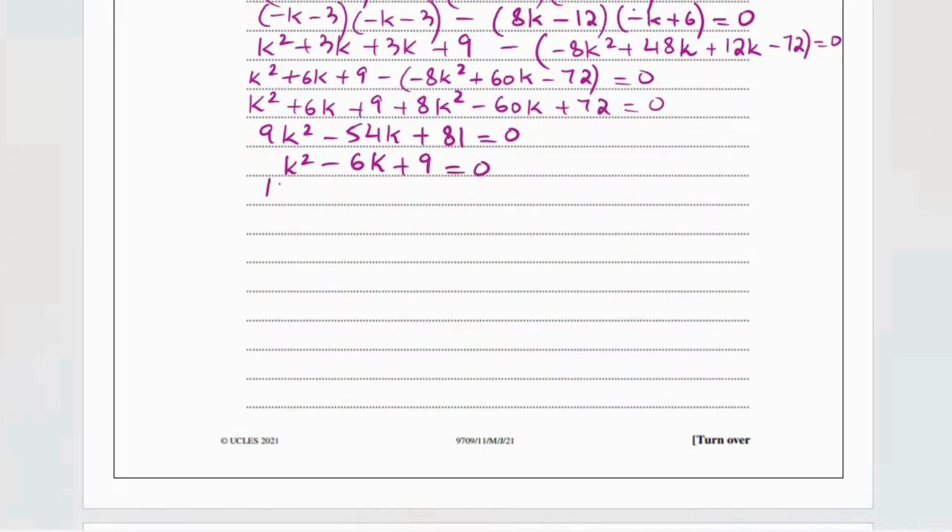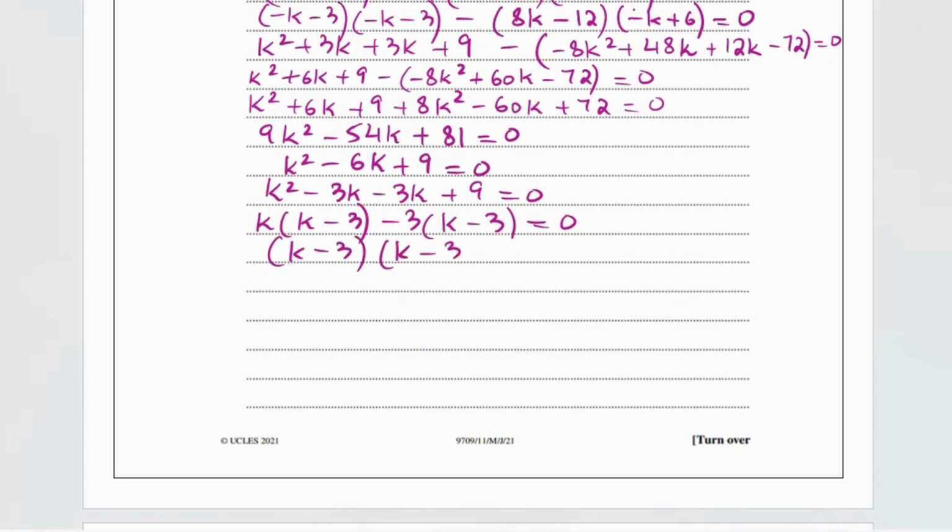3 times 3 is 9. So k squared minus 3k minus 3k plus 9 equals 0. k bracket k minus 3, bracket k minus 3 equals 0. So (k minus 3) times (k minus 3). So we can square the two. k minus 3 equals 0 and k is 3. That is the value of k.